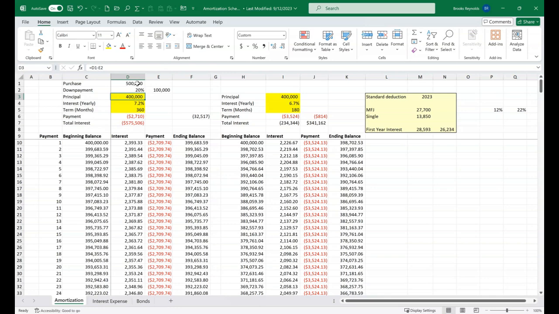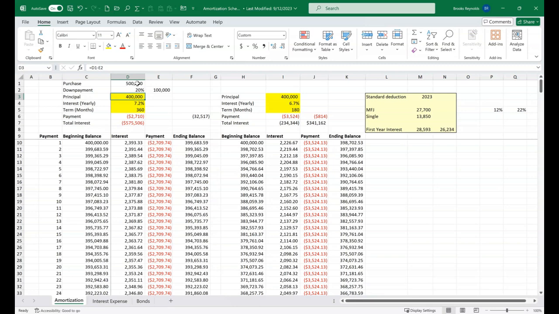All right, so our principal is going to be $400,000, because we're going to put down $100,000 and we're going to have to finance $400,000. The yearly interest rate is 7.2%. I think that's fairly close to the market right now. And the term is going to be 360 months, or 30 years.